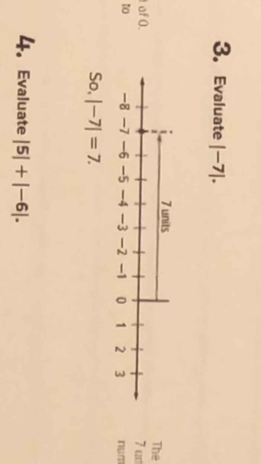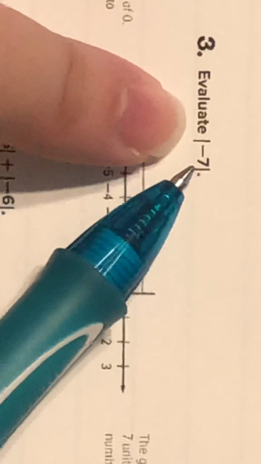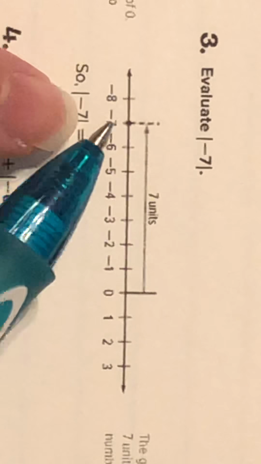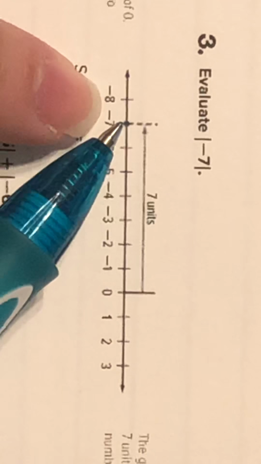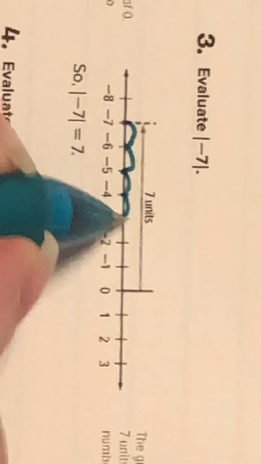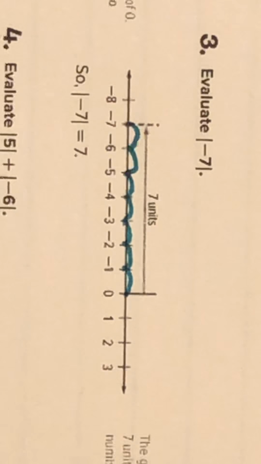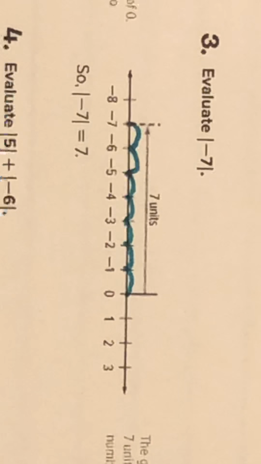Example number 3 says evaluate the absolute value. That's what these bars are. These bars right here, that means absolute value. So evaluate the absolute value of -7. So here's my number line. This is where -7 is. I want to figure out how many units away from 0 it is. So 1, 2, 3, 4, 5, 6, 7. So the absolute value of -7 is 7 because it's 7 units away from 0.